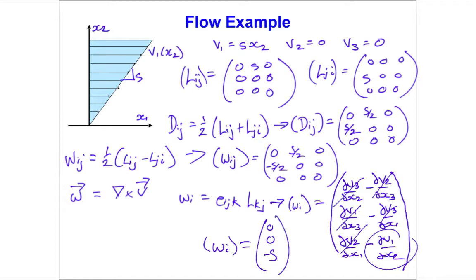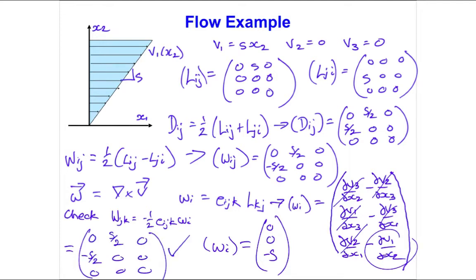W_i equals 0, 0, minus s. You can use the equation for the spin tensor in terms of the vorticity vector, W_ij equals minus 1/2 epsilon_ijk W_k, and applying that we find that we indeed get 0, s/2, 0, minus s/2, 0, 0.